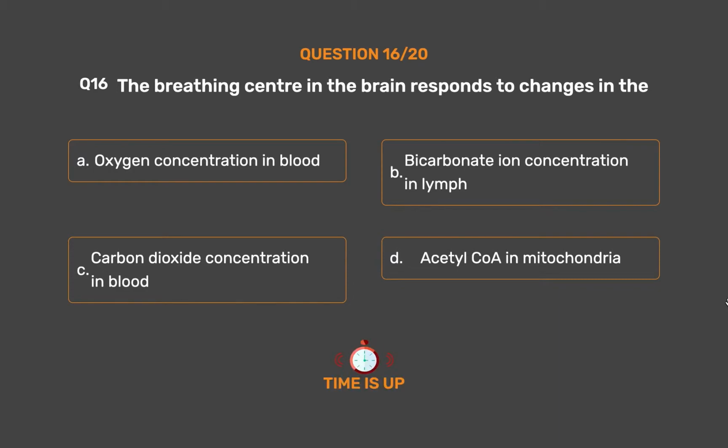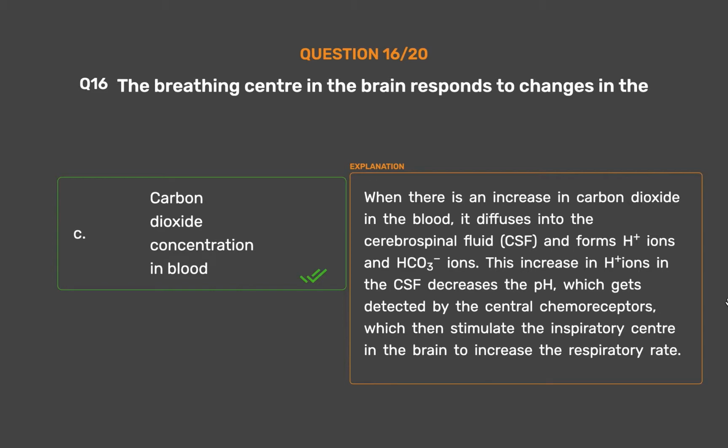The correct answer is option C. Carbon dioxide concentration in blood. When there is an increase in carbon dioxide in the blood, it diffuses into the cerebrospinal fluid, CSF, and forms H+ ions and HCO3- ions. This increase in H+ ions in the CSF decreases the pH, which gets detected by the central chemoreceptors, which then stimulate the inspiratory center in the brain to increase the respiratory rate.